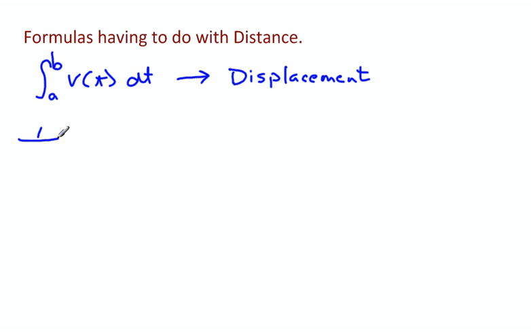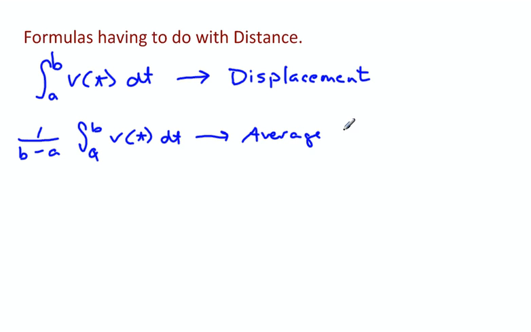Now what happens if I do this? 1 over b minus a, the integral from a to b of v of t dt. Hopefully you recognize that's going to give you average velocity.